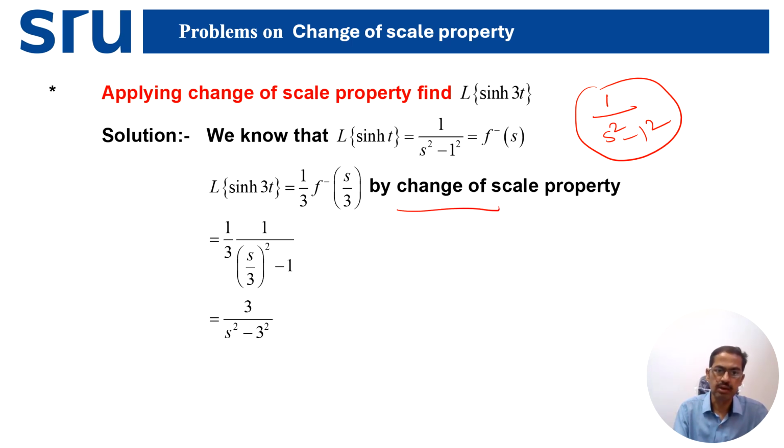Now let's write here 1 by 3. In place of s, what do we write? s by 3 whole square minus 1. Now the LCM is here s square, 3 square, just take the LCM, and after simplification it is 3 by s square minus 3 square. This is the Laplace transform of sinh 3t.